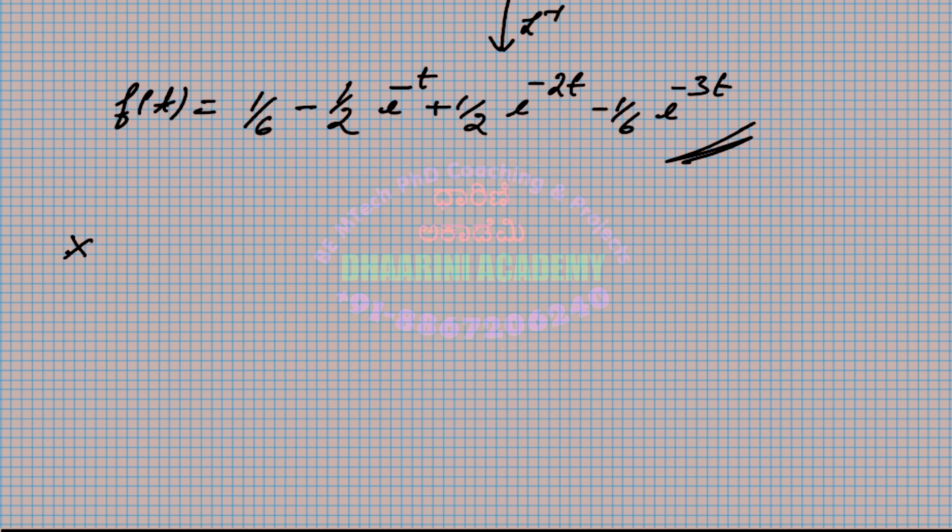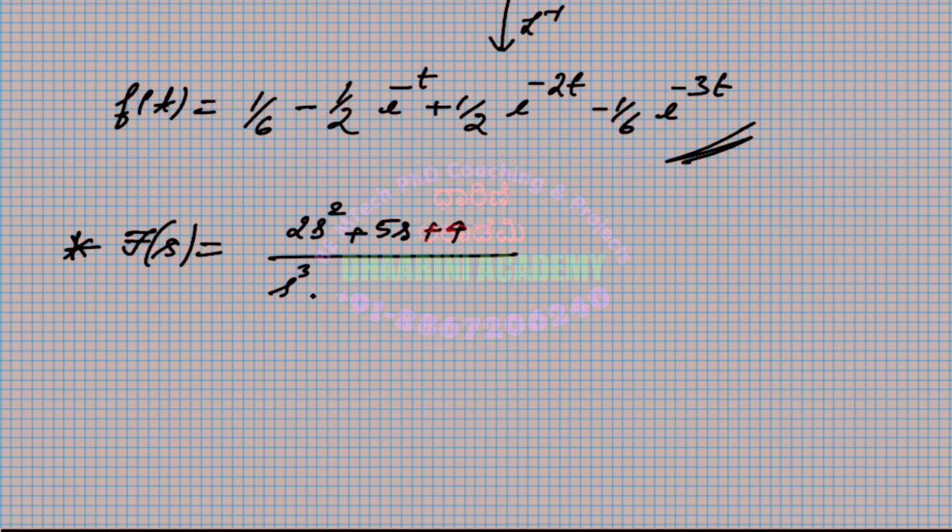Right, so after that we will solve this question. So F of s is equal to 2s squared plus 5s plus 4 divided by s cubed plus s squared minus 2s.